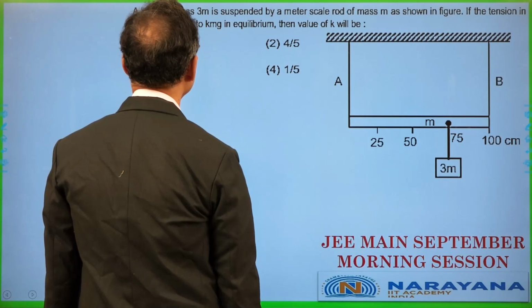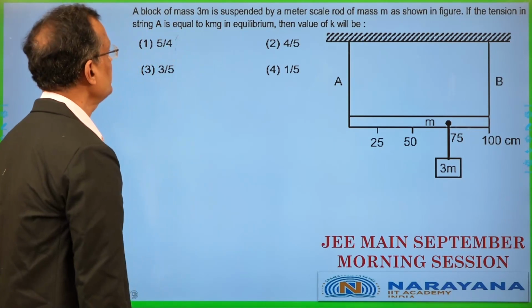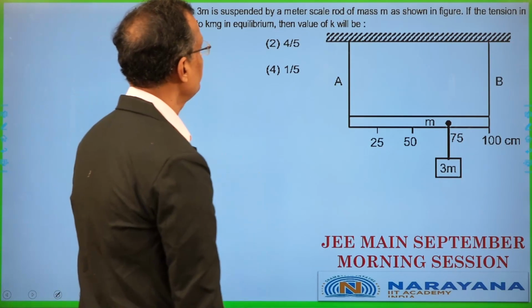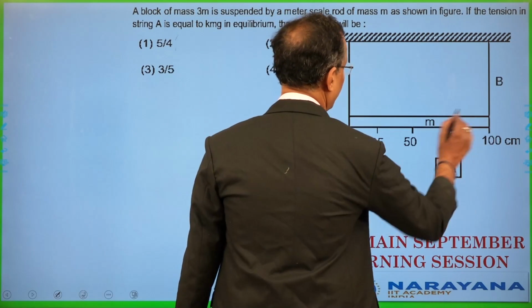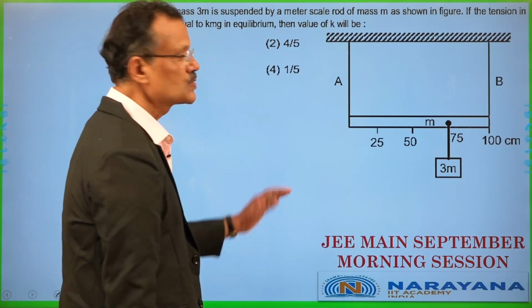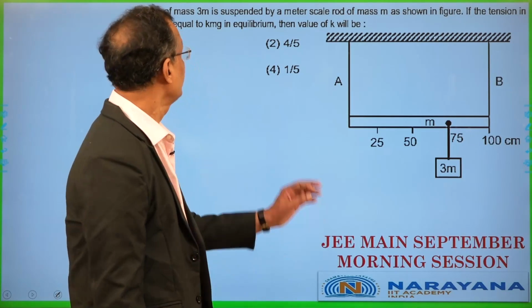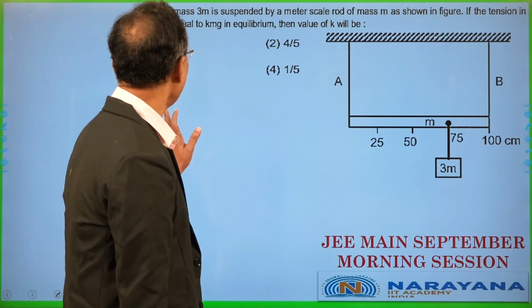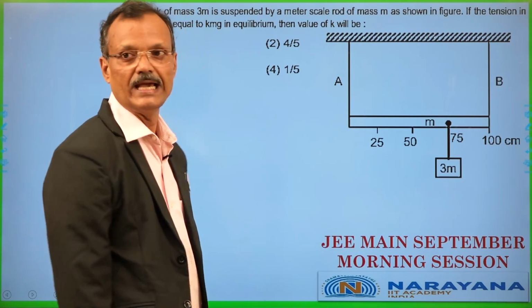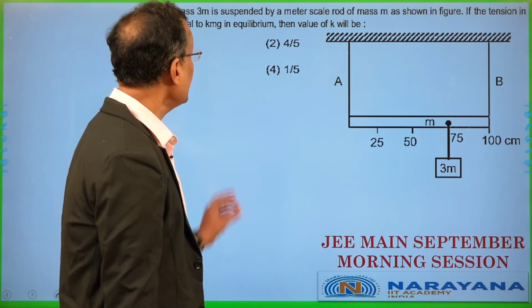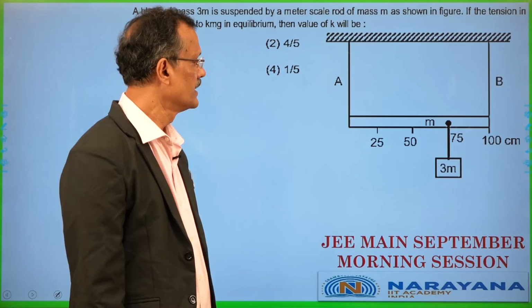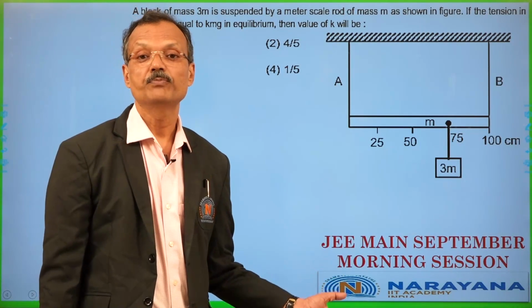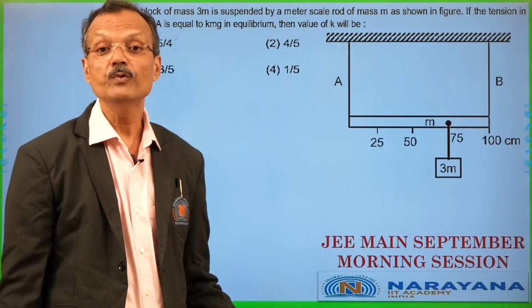A block of mass 3m is suspended by a meter scale rod. So this is a 1 meter length rod. As shown in the figure, if tension in string A is equal to kmg in equilibrium, they are asking you the value of K. Certainly, it's a problem related to equilibrium.